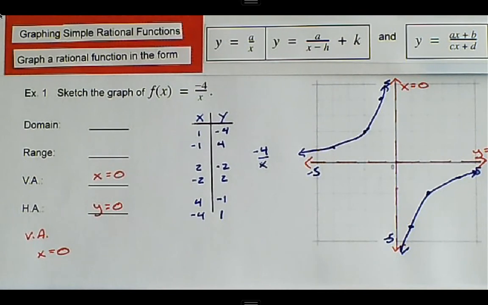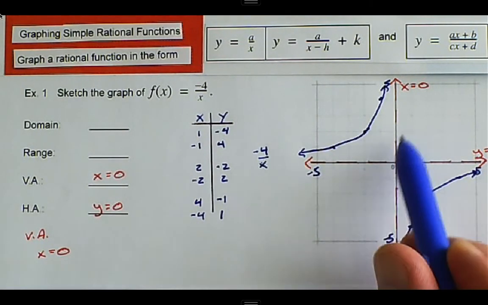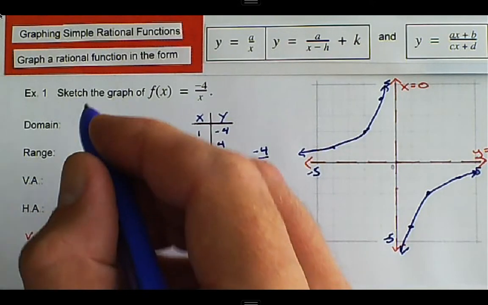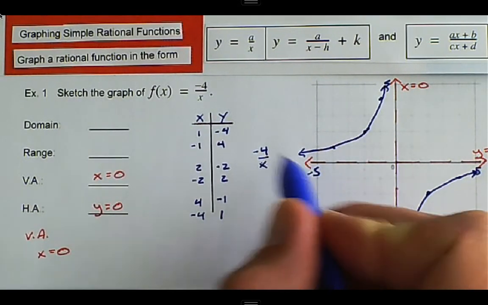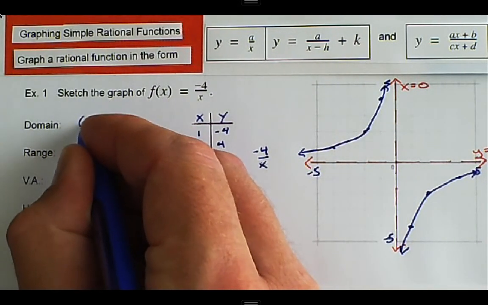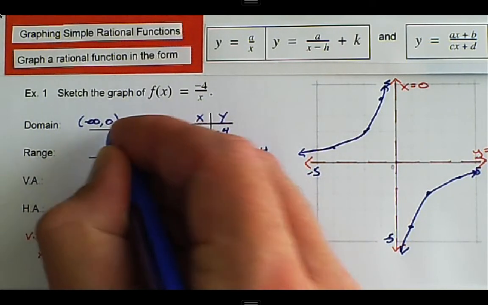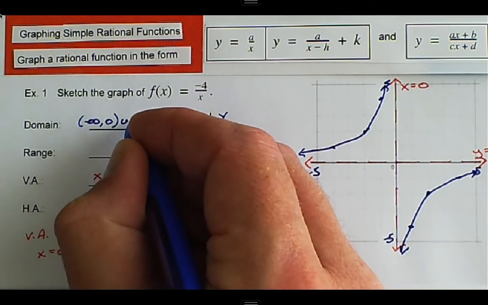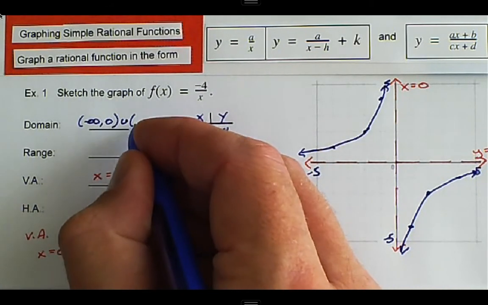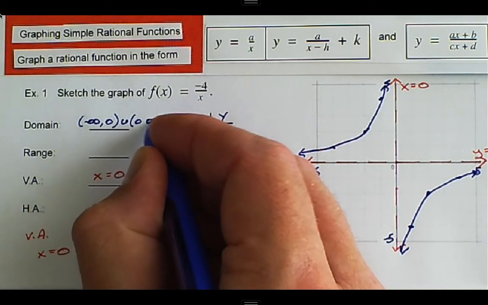Now we have to look at what our domain and range are. For our domain and range, it's going to be everything except for our asymptotes in this case. So for the domain, we're going to start at -infinity. We're going to go to 0. 0 is not included. We're going to union that with starting at 0 and going to +infinity.